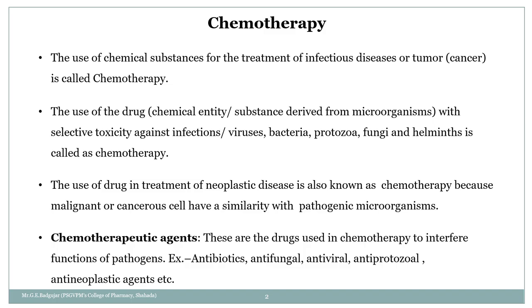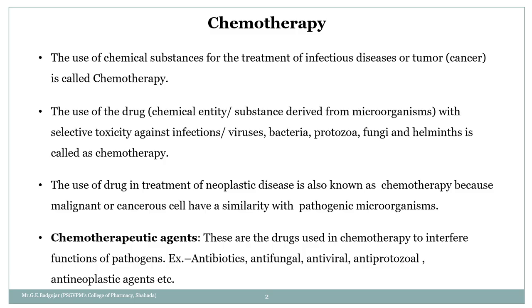So what is chemotherapy? The use of chemical substances for the treatment of infectious diseases or tumor is called chemotherapy. The use of drugs, like a chemical entity or substances which are derived from microorganisms, with selective toxicity against infections such as viruses, bacteria, protozoa, fungi and helminths is called chemotherapy.